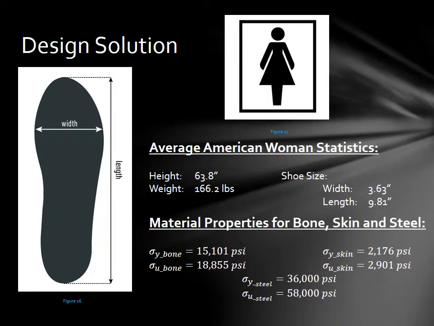The loading scenario used was based on the statistics of an average American woman, with a height of approximately 5 feet 4 inches and 162 pounds, with a shoe width of 3.63 inches and length of 9.81 inches. As you can see, below are the material properties for skin, bone, and steel.